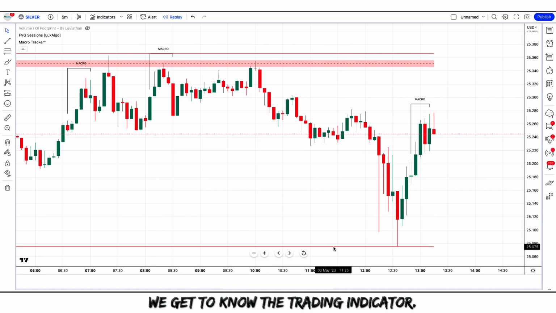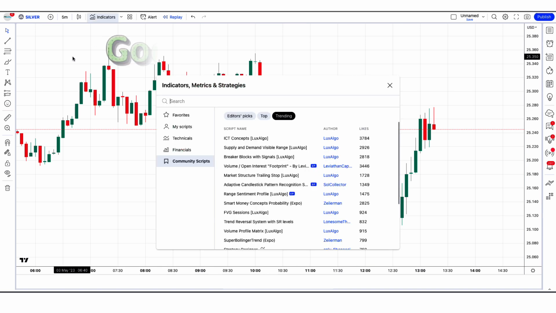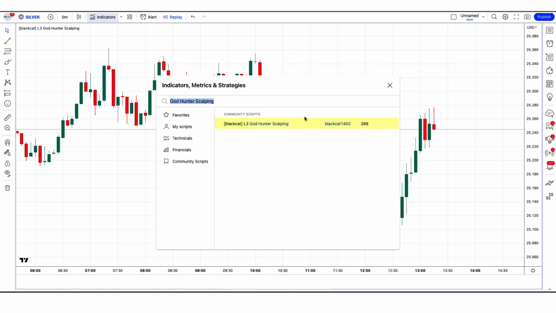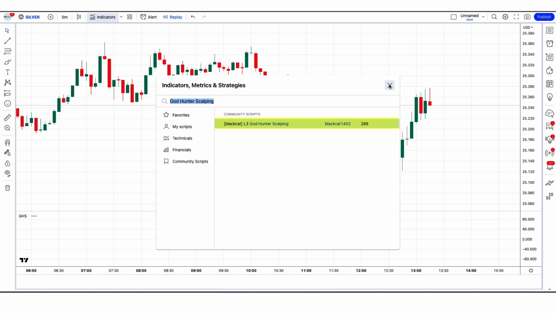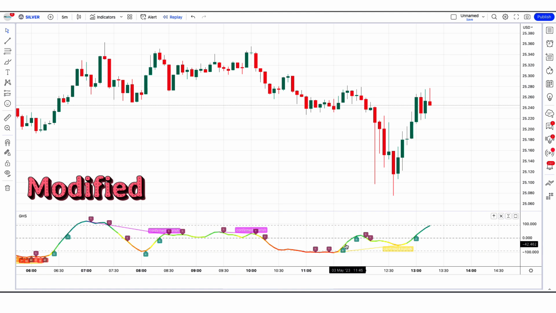Firstly, we get to know the trading indicator. So let's go to the TradingView chart and see what this indicator is. Firstly, we have to find the name God Hunter Scalping. The Black Hat L3 God Hunter Scalping has to be added. Now let's modify the settings of the indicator to optimize it for the strategy.